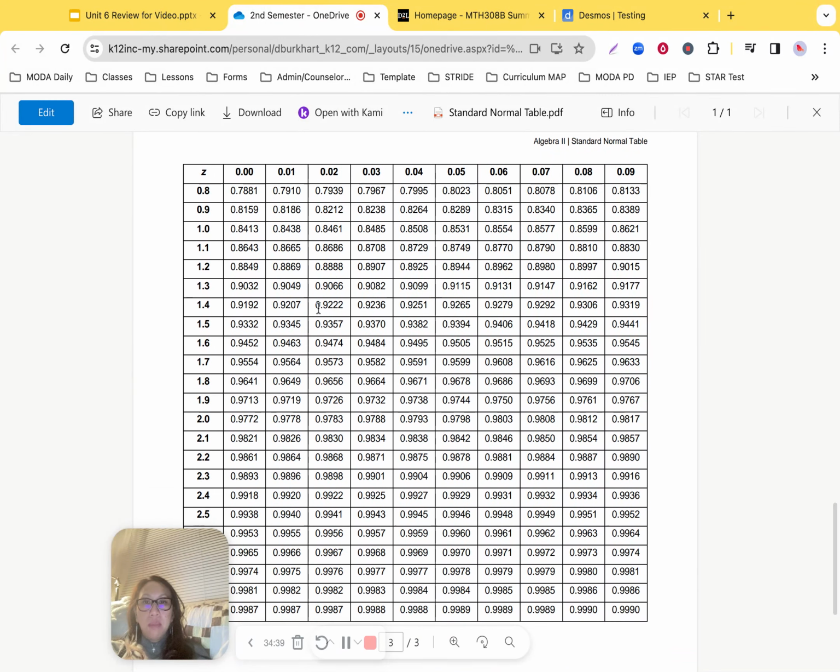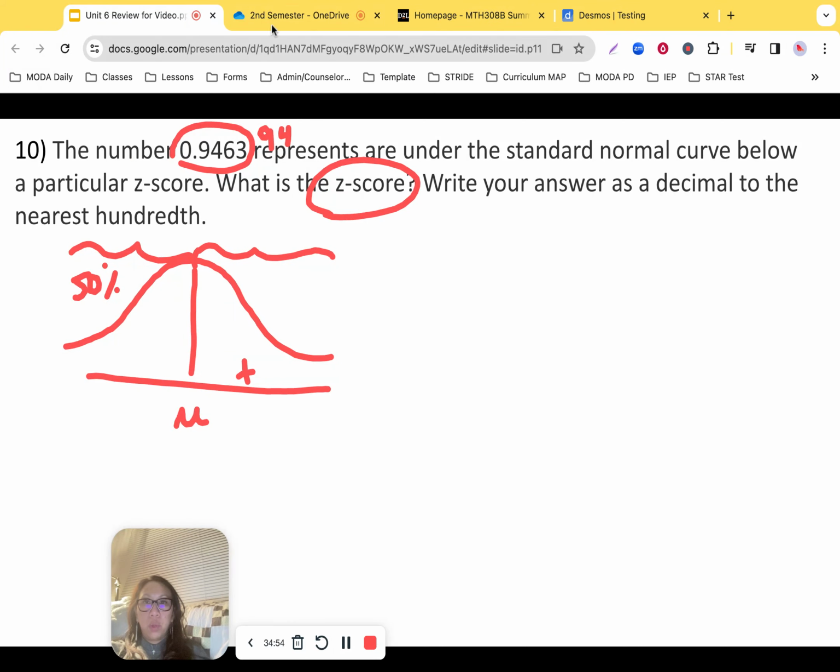0.9463. So I'm seeing here we have 0.912, but we are supposed to be at 0.9463. So we have 0.952 here. So it's right here, 0.9463 is what we're looking for.